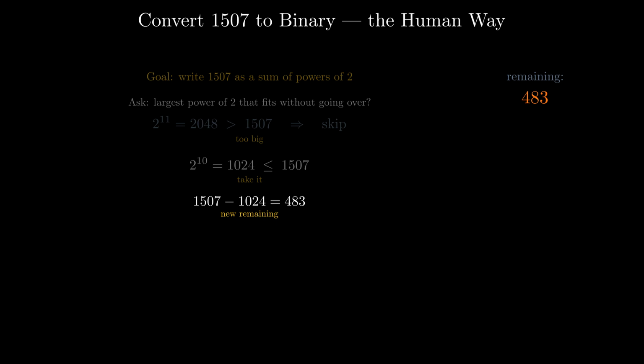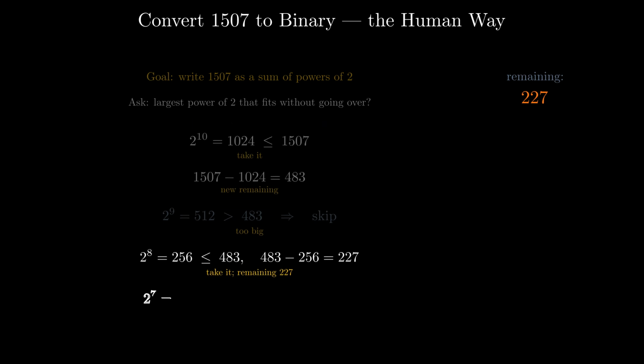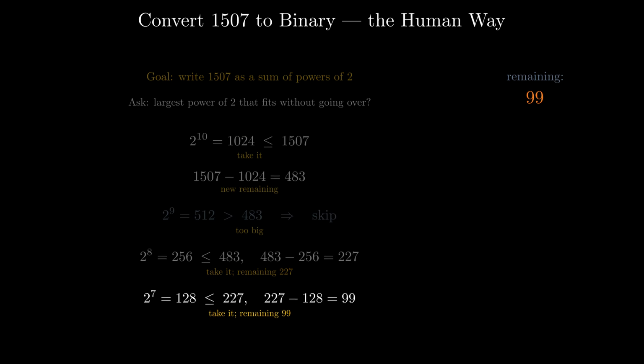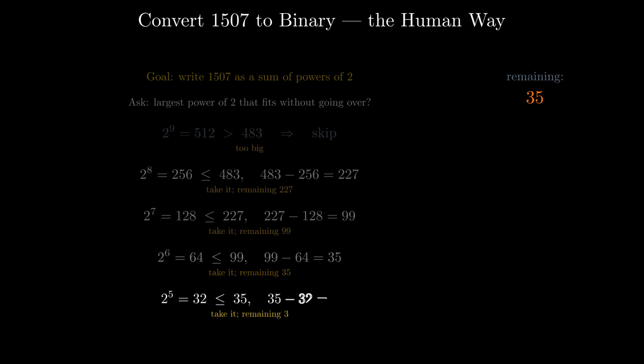Next, the largest power of 2 that fits in 483. We skip 2 to the 9th, which is 512. Too big? 2 to the 8th power is 256, which fits, leaving 227. Then 2 to the 7th, 128, leaves 99. 2 to the 6th, 64, leaves 35. 2 to the 5th, 32, leaves 3.